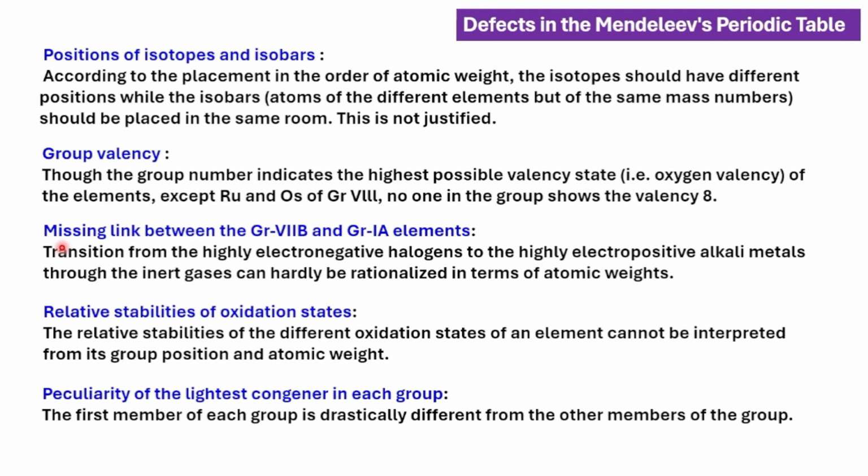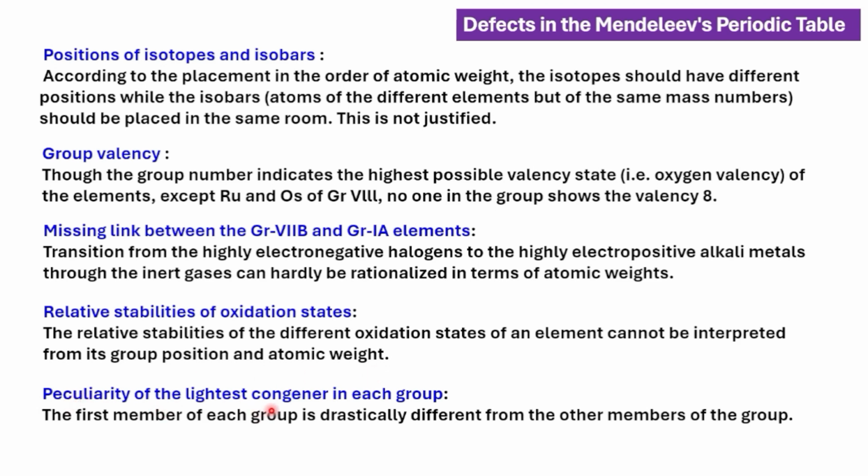Now, the missing link between group 7B and group 1A elements. The transition from the highly electronegative halogens to the highly electropositive alkali metals through the inert gases can hardly be rationalized in terms of atomic weights. Next one was the relative stabilities of oxidation states. The relative stabilities of the different oxidation states of an element cannot be interpreted from its group position and atomic weight. Means the stability of the oxidation states you cannot predict from Mendeleev's periodic table.